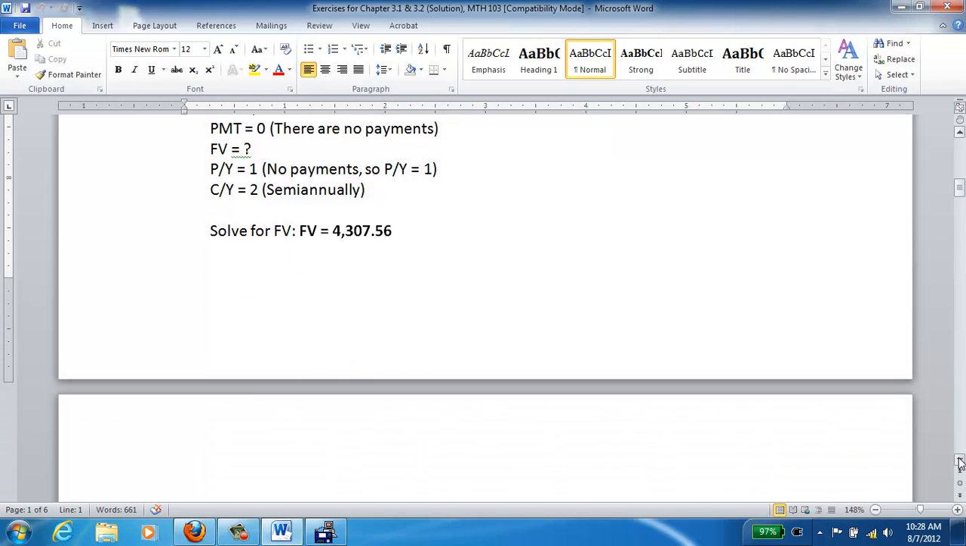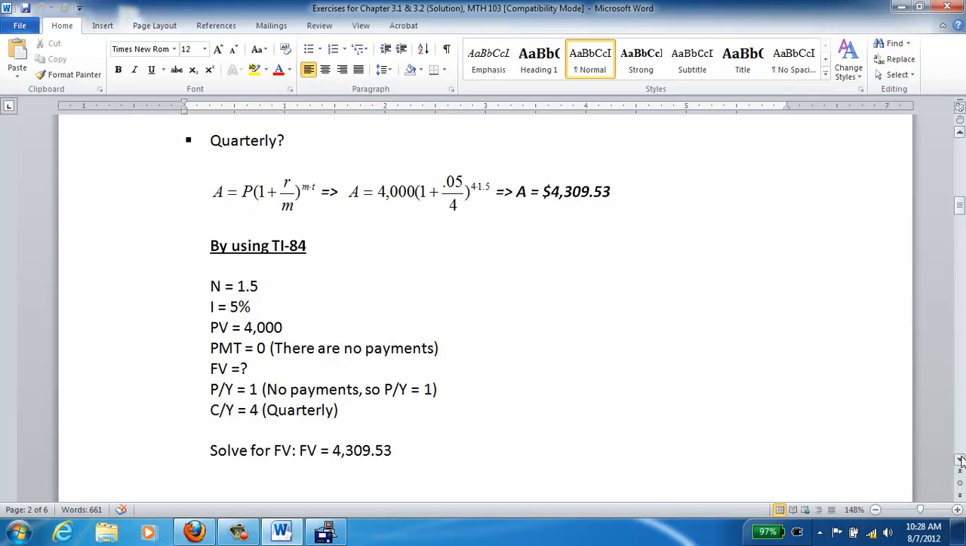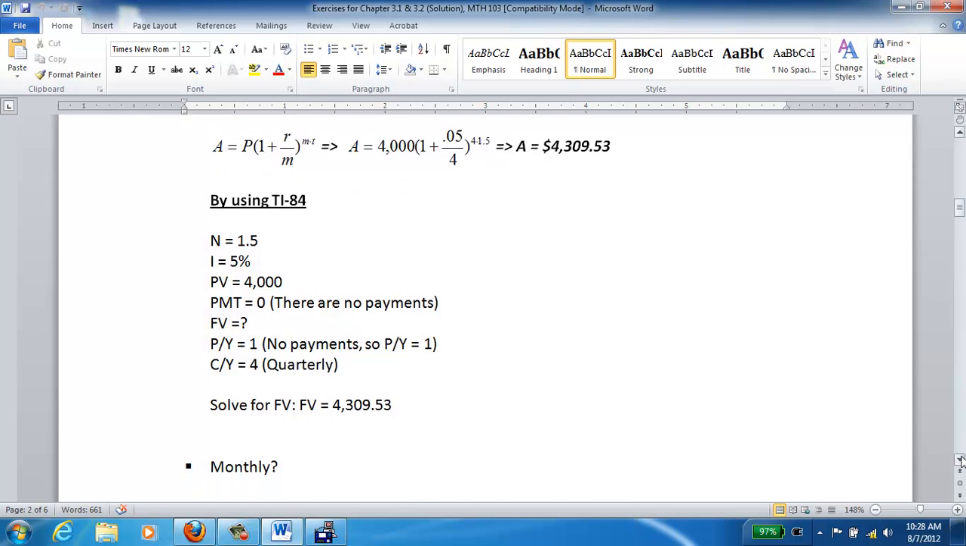Problem 3, question 2, it's now quarterly. There's only one difference. The C/Y instead of 2 will be 4 because it's quarterly. Before it was 2 semi-annually. So the new amount will be $4,309.53. A little bit higher.